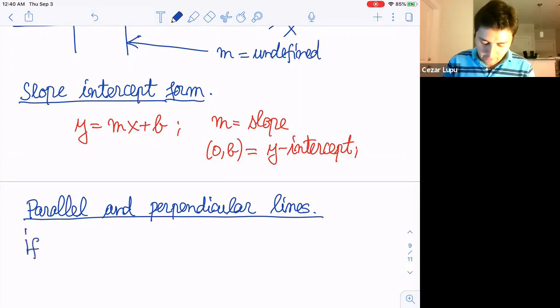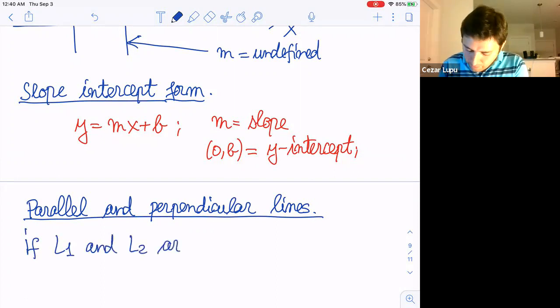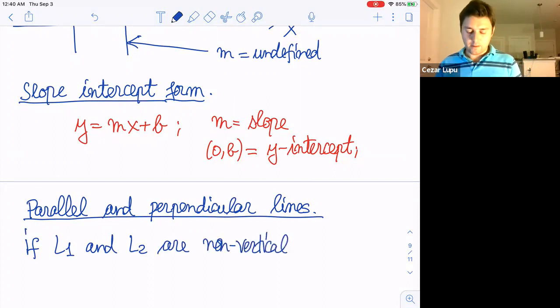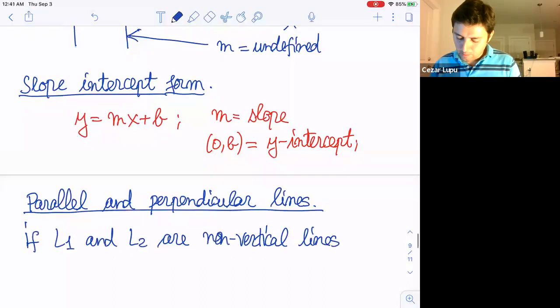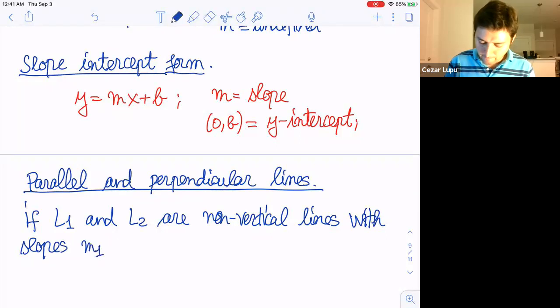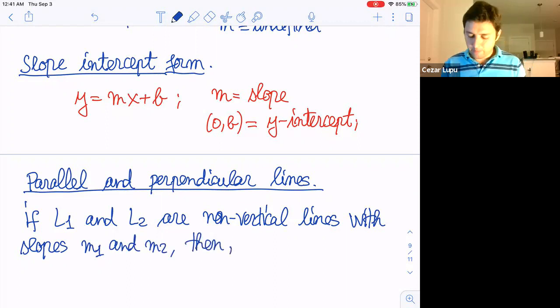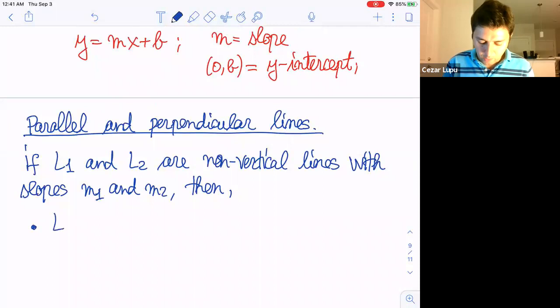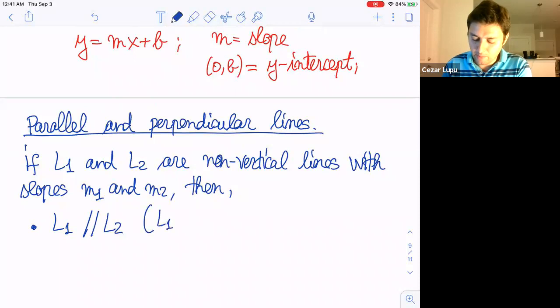Well, let's say L1 and L2 are non-vertical lines with slopes m1 and m2. Then, well, let's see. L1 is parallel to L2. So this means, let me write here, L1 and L2 are parallel.